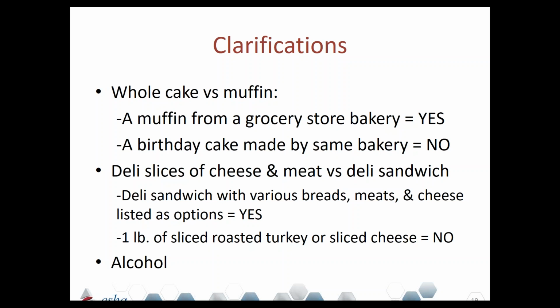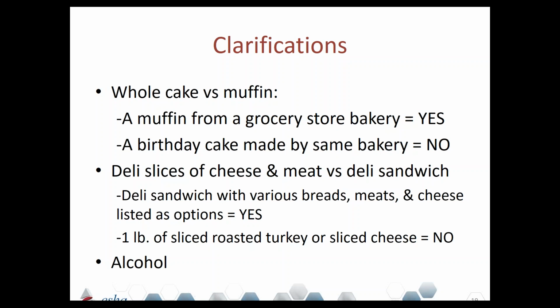Let's say you go to the same deli, and from that same deli you get a sandwich, and you also pick up a pound of sliced turkey or cheese. The deli sandwich would definitely need to have all of the options listed for bread, meat, and cheese with calories next to it. Anything that's given to you by weight from a deli is not going to be required, because a pound of sliced turkey is going to be used on multiple occasions, put into multiple sandwiches or quesadillas down the line, so it is not required to have the caloric information.